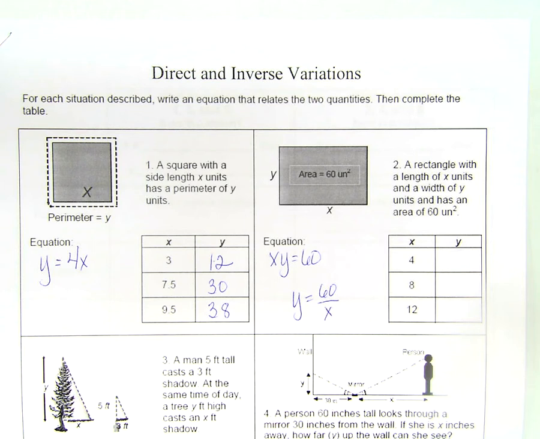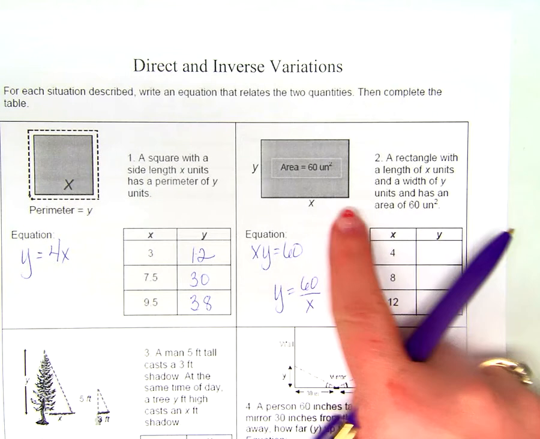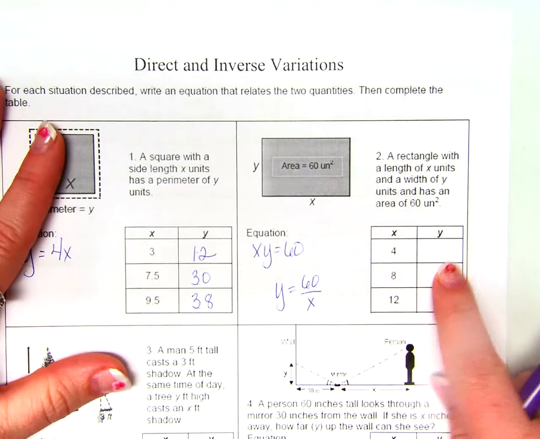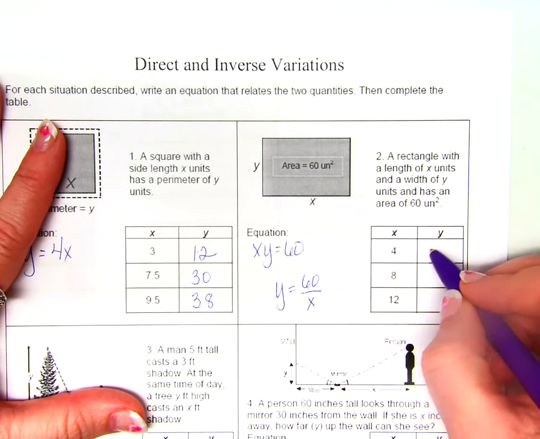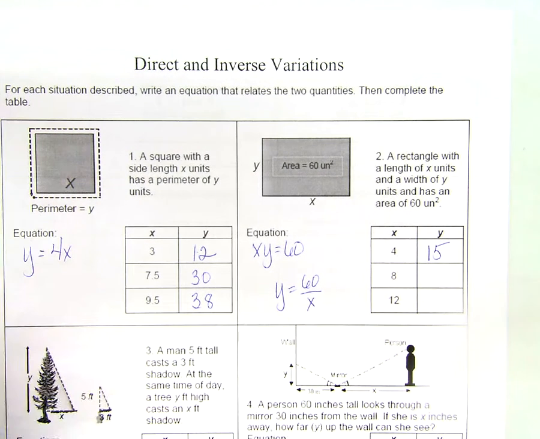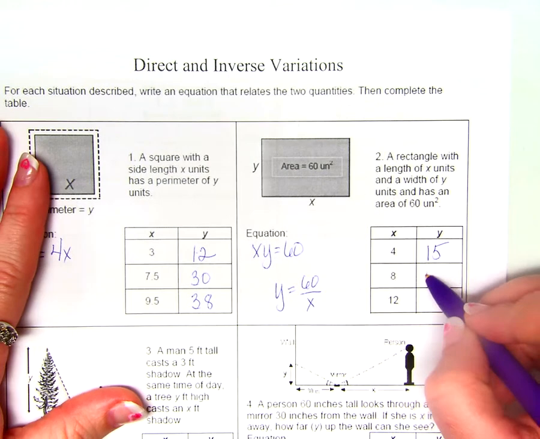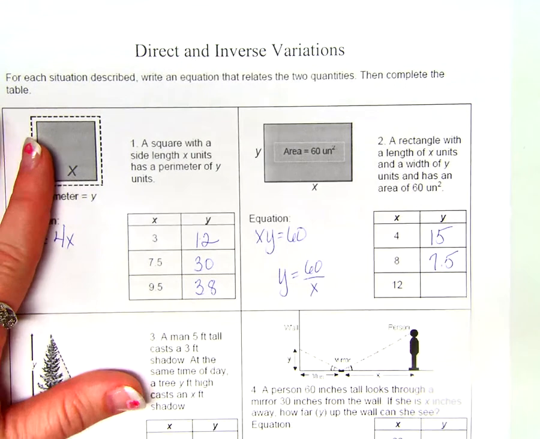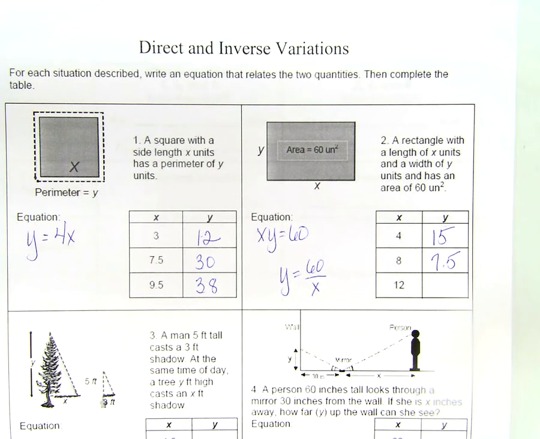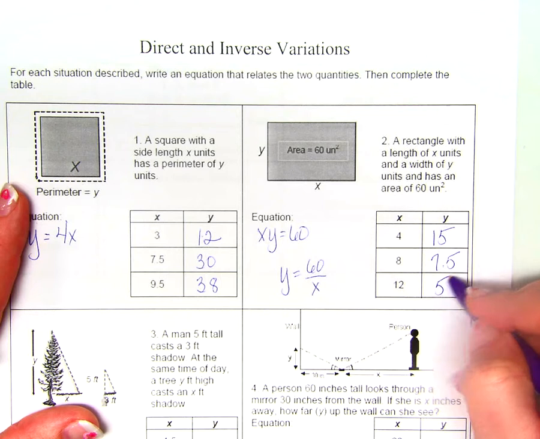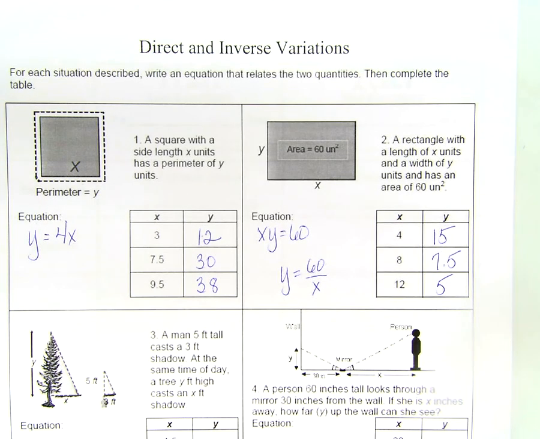Okay. So if x is 4, if the length is 4, what's the width? What's 60 divided by 4? 15. What about if the length is 8? 7.5. What if the length is 12? 60 divided by 12? 5. Okay so far?